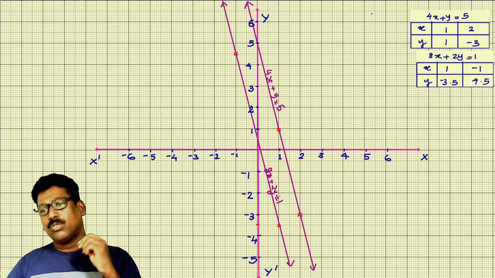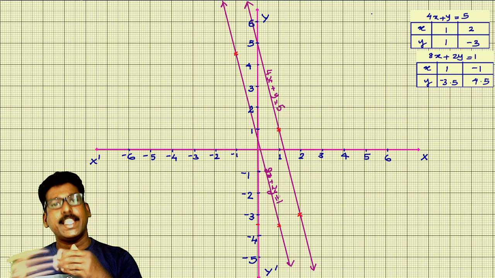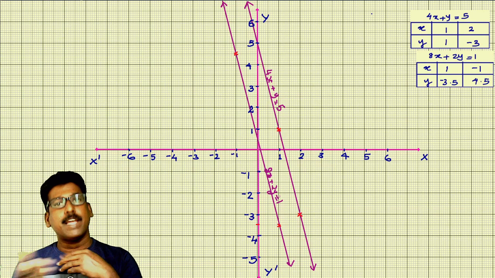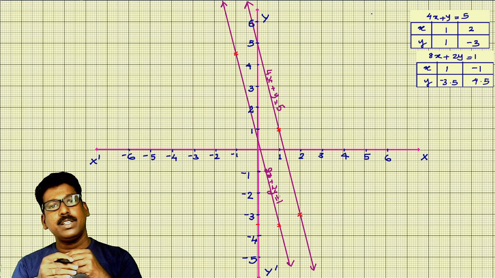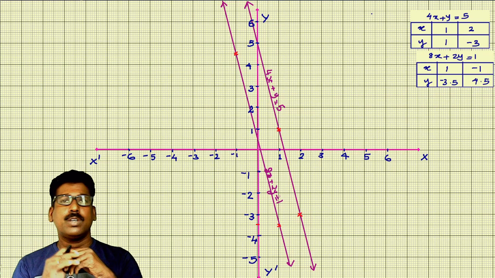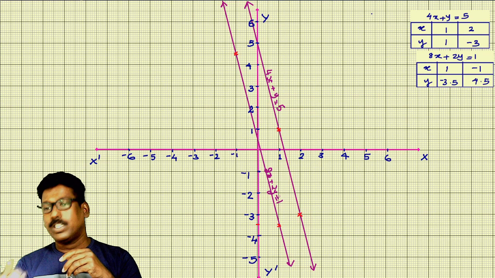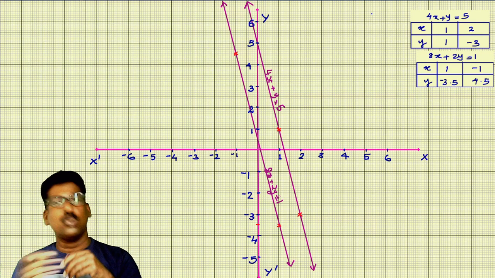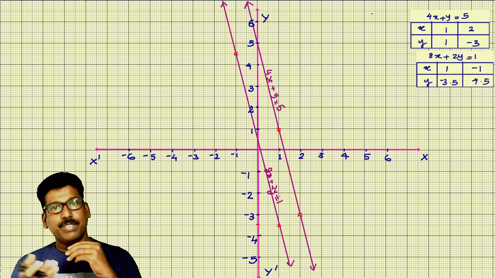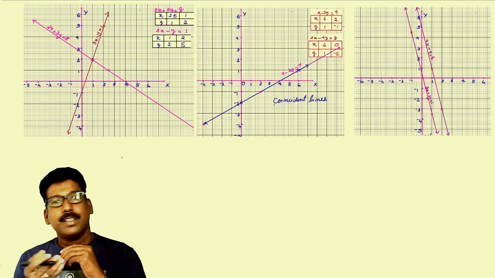Now what kind of graph are these two? These two lines, you can see they are parallel. Then how many solutions can be there? Absolutely, since it is not intersecting, this kind of pair of linear equations will not have a solution. So here we can say there is no solution for this pair of linear equations. So we found 3 types of pair of linear equations.